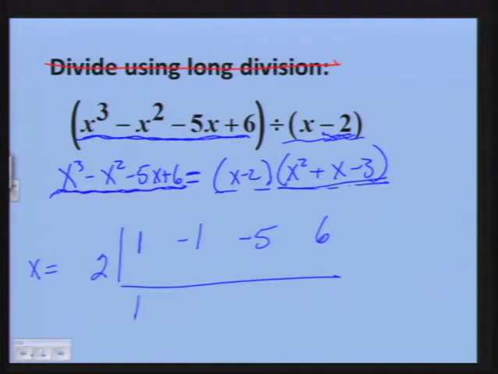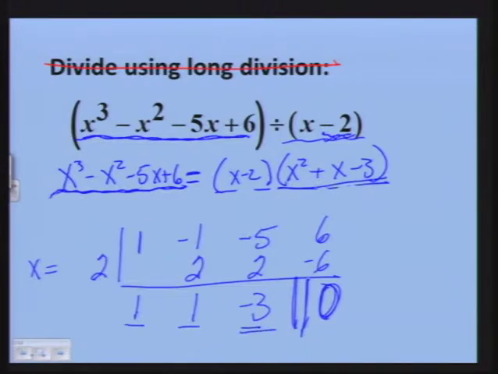Bring down the 1. 2 times 1 is 2. Add. 2 minus 1 is 1. 2 times 1 is 2. Add. We get negative 3. 2 times negative 3 is negative 6. Add, and I get 0. That 0 is actually our remainder, and this says x squared plus x minus 3 is our quotient. Isn't that what we got here? x squared plus x minus 3.